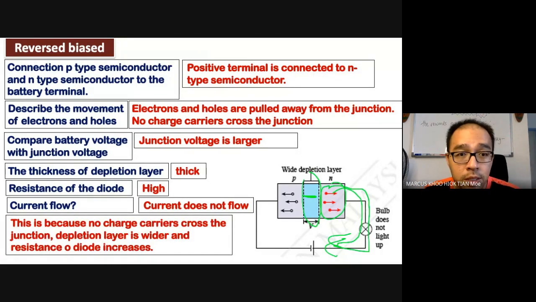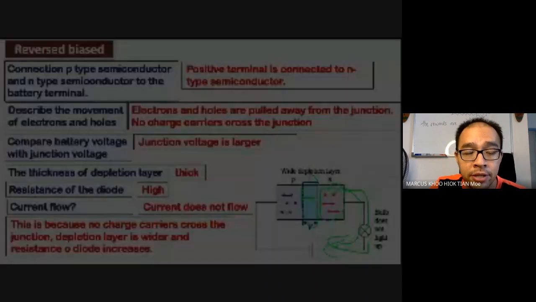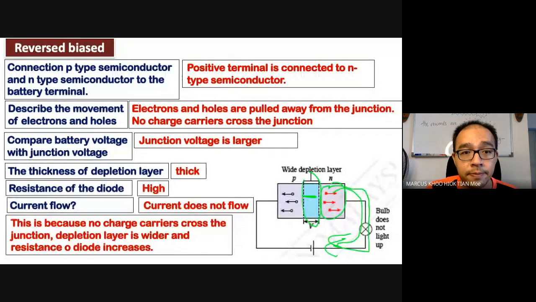Okay, so this is because no charge carriers cross the junction, the depletion layer is wide, and the resistance of the diode increases.